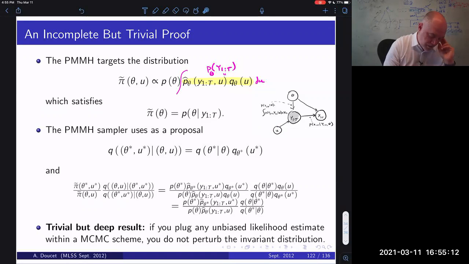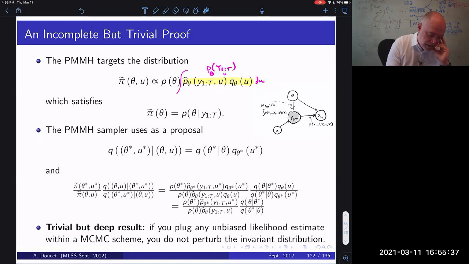So I like how Arnaud says this, but this took me a very, very long time to understand. And I'm not sure that I fully understand it even to this day. But the point is, this is, I guess, what they call marginal Metropolis-Hastings methods. Yeah, the trivial, quote unquote trivial, but deep result, which is to say that if you have an unbiased likelihood estimate within a Markov chain Monte Carlo scheme, you do not perturb the invariant distribution.